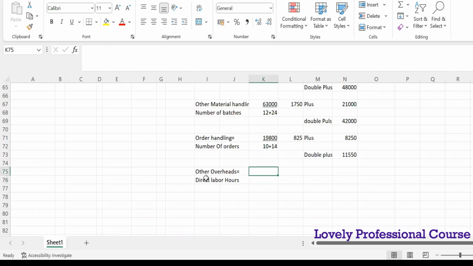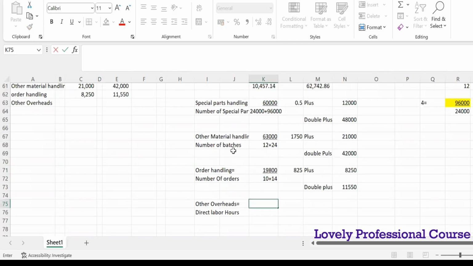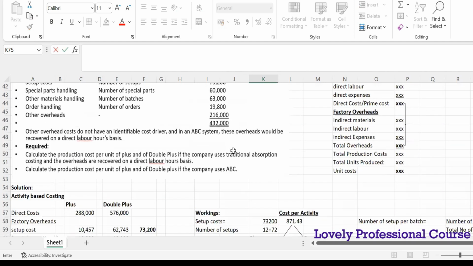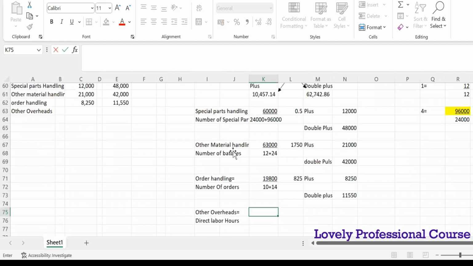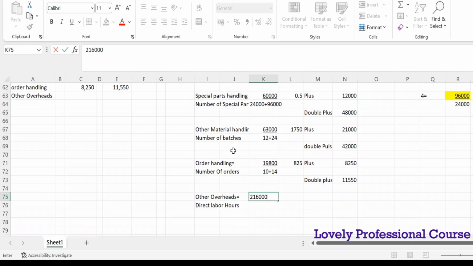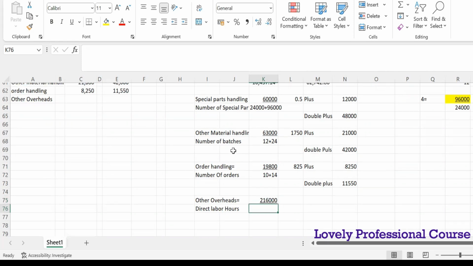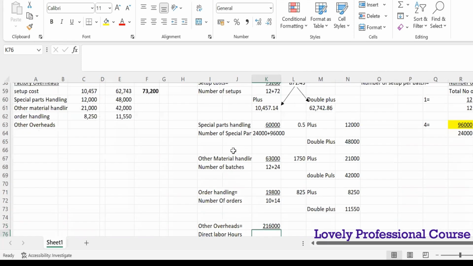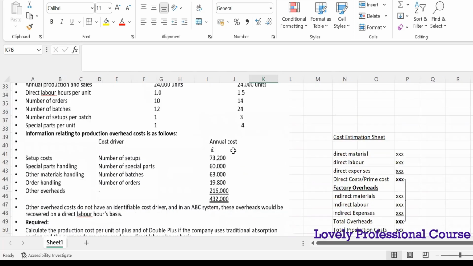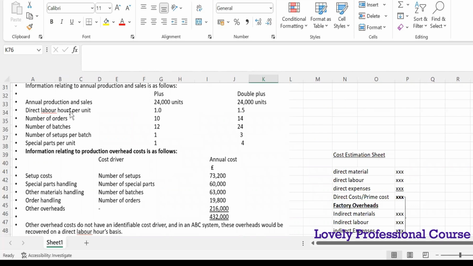Direct labor hours. What is my total other overheads? It is 216,000. So I have to divide it by direct labor hours. So do you have direct labor hours for plus and double plus? Let's find if we can get it. Here, they give me direct labor hours per unit. It means the hours required to produce 1 unit. It is 1 and 1.5.